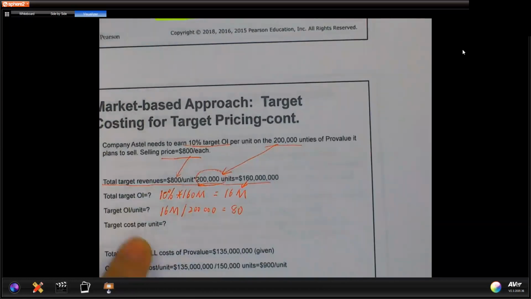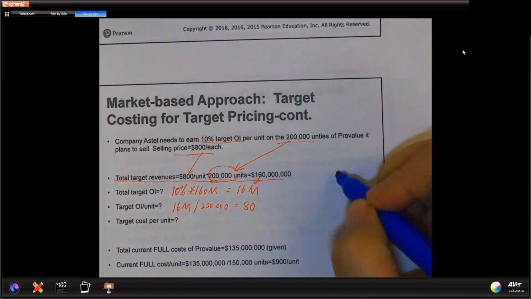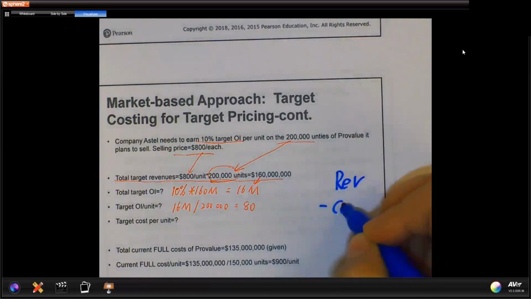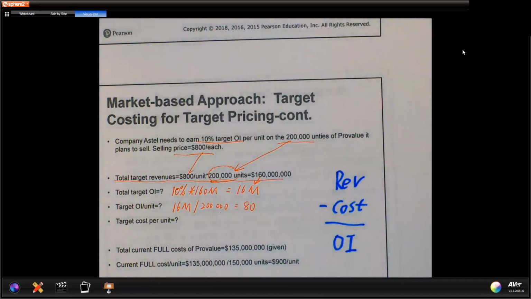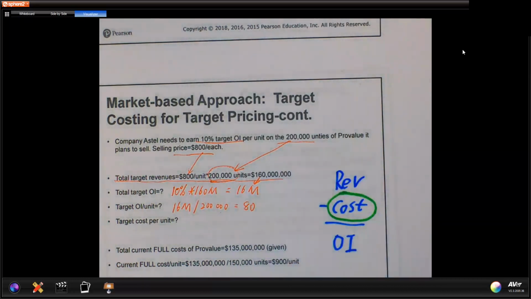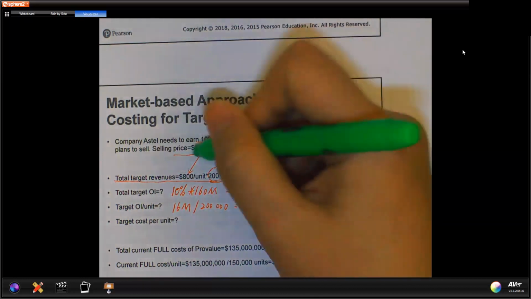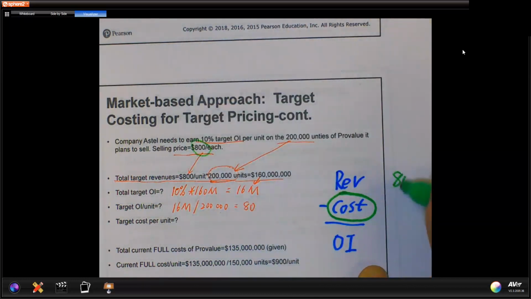So our target operating income, you always have to derive it. It's always your revenue, minus your cost gives you operating income. But when we do the market-based approach, we don't really know the cost. We have to derive it. Our revenue, our selling price, is $800 each, right? We can only sell at $800 because if you sell at $801, customers will buy from other people. They can buy from Target, Walmart. The market already set the price for you. The market said the highest price you can charge is $800. So we know the selling price.